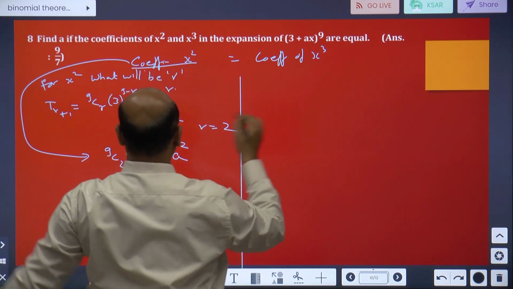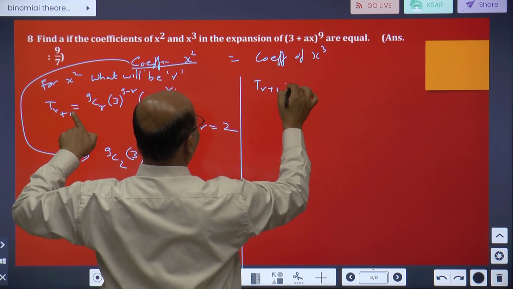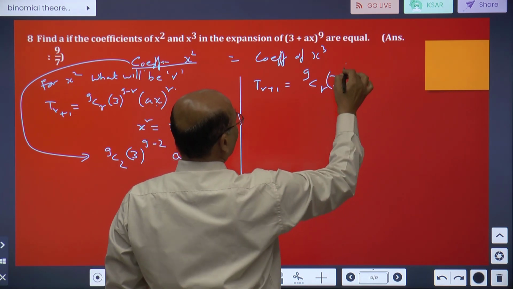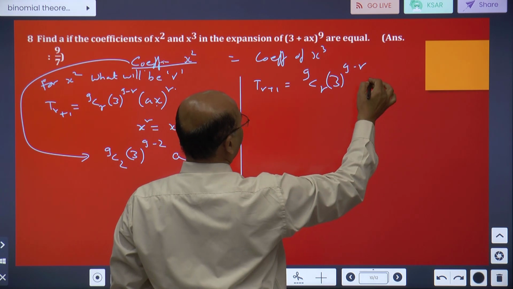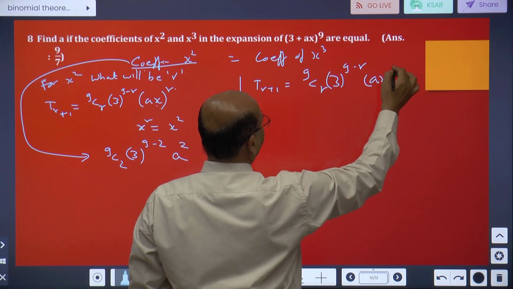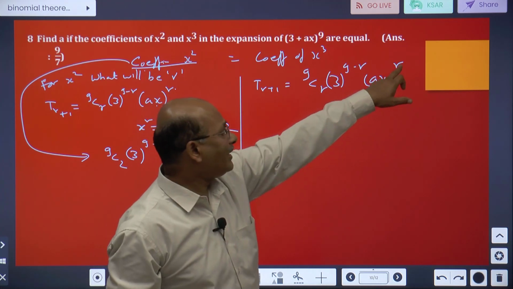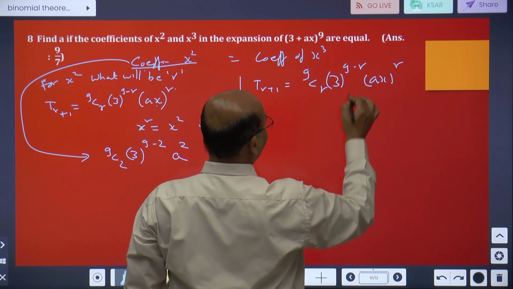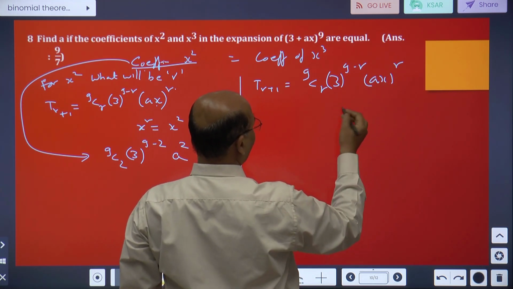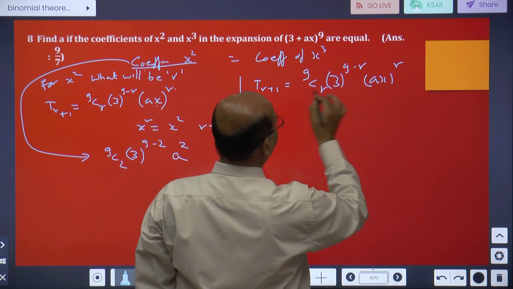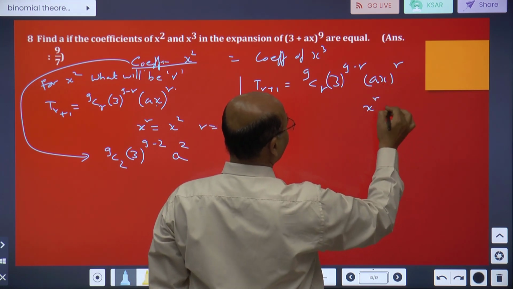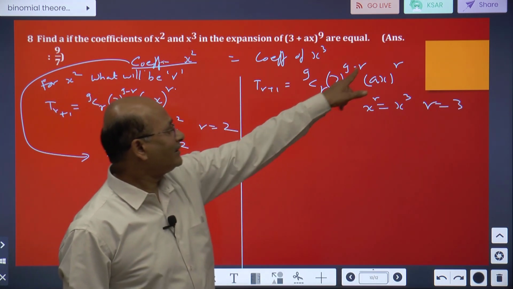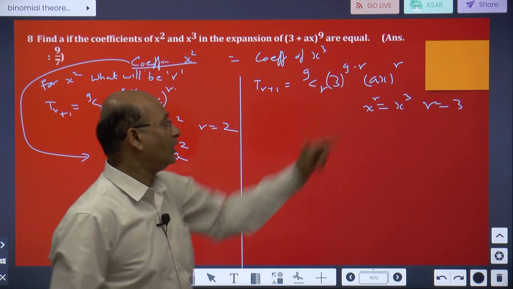Similarly, coefficient of x cube. For x cube, the same thing, I have to find r. So this will be nCr, first term raised to n minus r, second term raised to r. So what will be the value of r so that it will be x raised to 3? Here only x is there, x raised to r is equal to x raised to 3, r is equal to 3. So when I put r as 3, I get this term as x raised to 3.